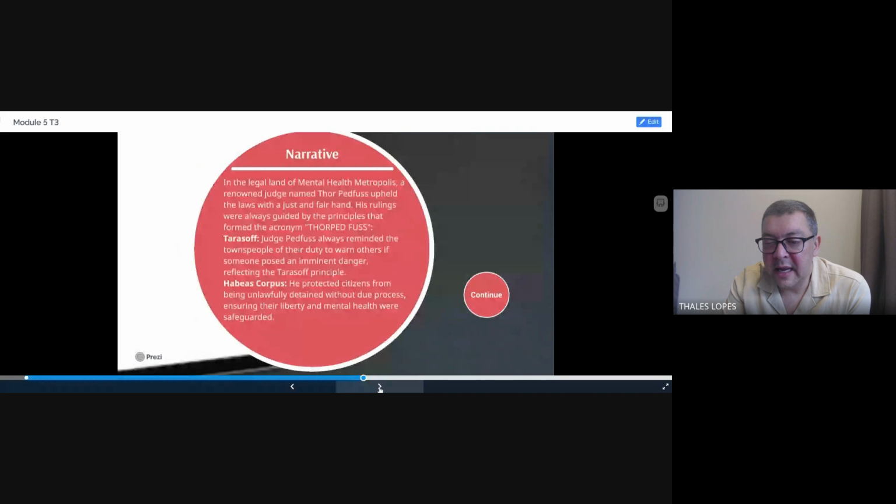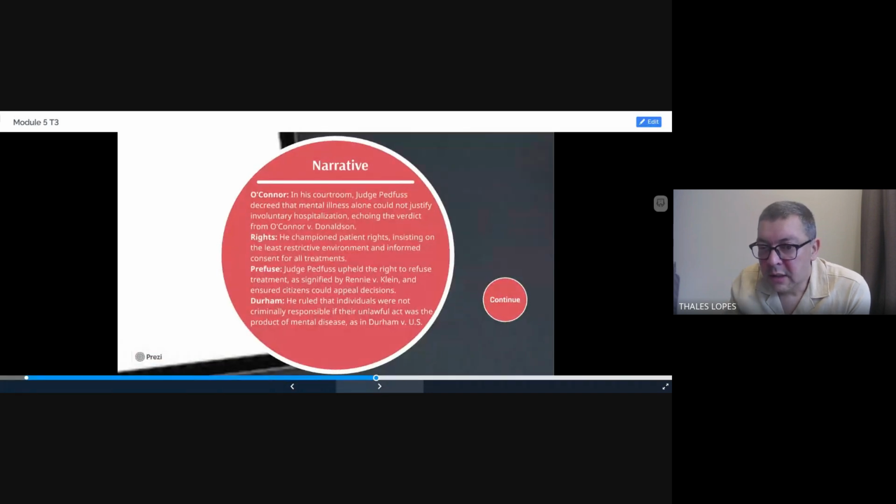Okay. Then we have O'Connor. In his courtroom, the judge decreed that mental illness alone cannot justify involuntary hospitalization. Okay. Echoing this case. The R is for, he championed patients' rights. What are the two patients' rights? Insisting on least restrictive environment and informed consent. The P means this judge upheld the right to refuse treatment. What case are we talking about?